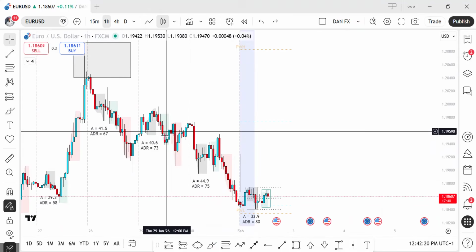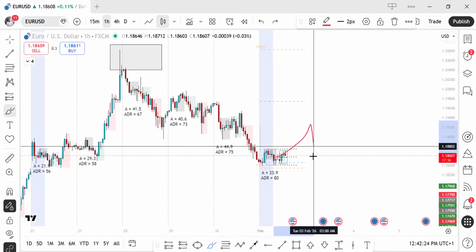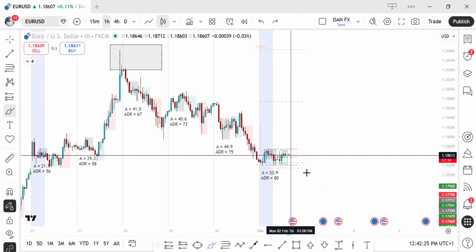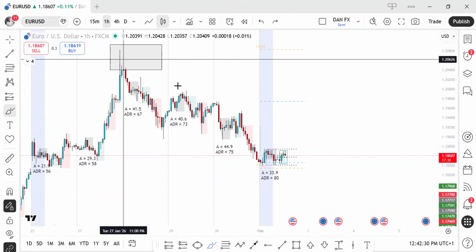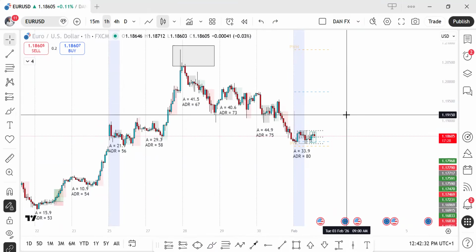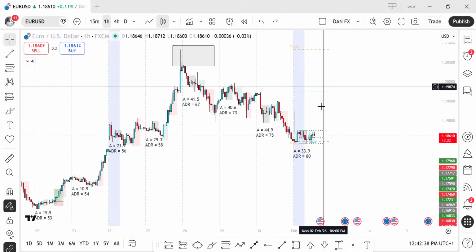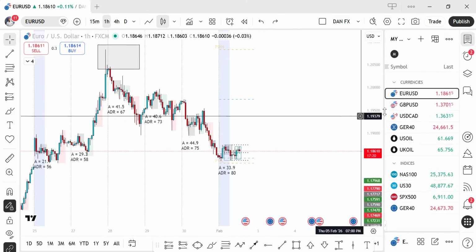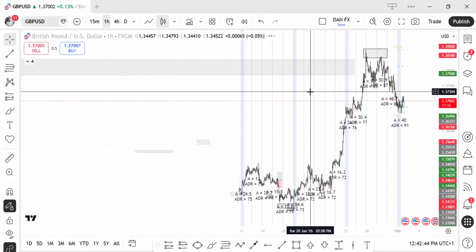My bias is going to be to the sell side. We're going to be looking for sells. Even if it doesn't do this stuff here, if it just goes down and continues down, we'll still be looking for sells on Euro USD till the cycle is completed, right? Which they're most likely going to complete the cycle either on Wednesday or Thursday and then reverse back up for next week, right? GBP USD, kind of like the same thing as Euro USD also.